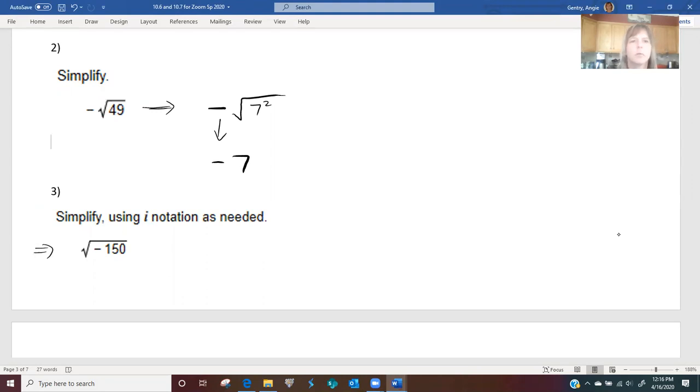So I don't know what happened with my annotate. I'm just trying to use a regular blue pen.